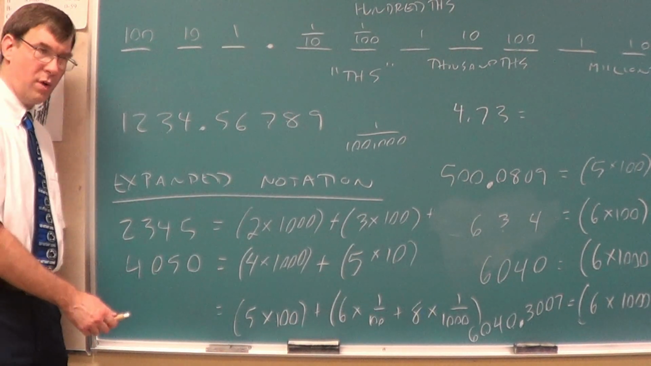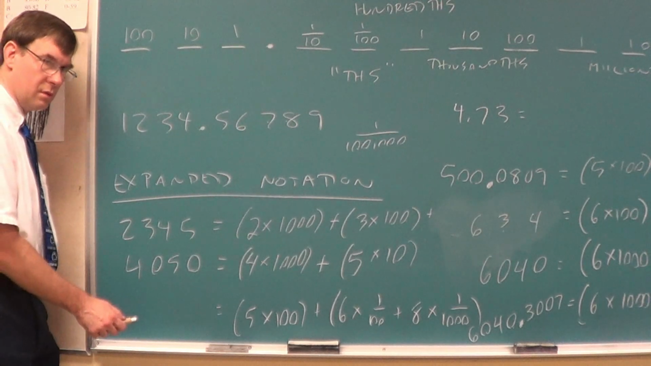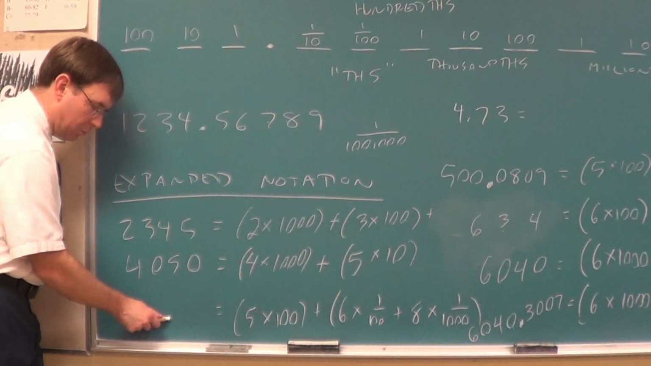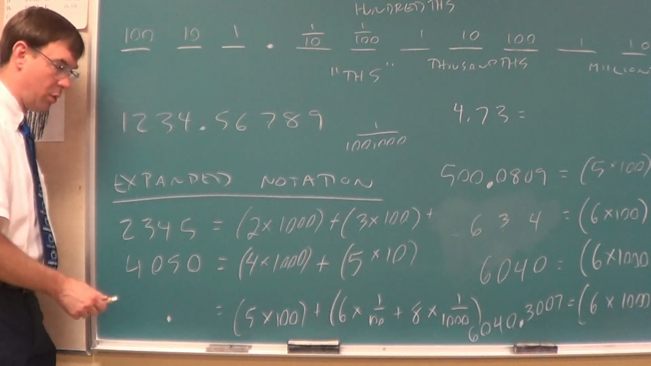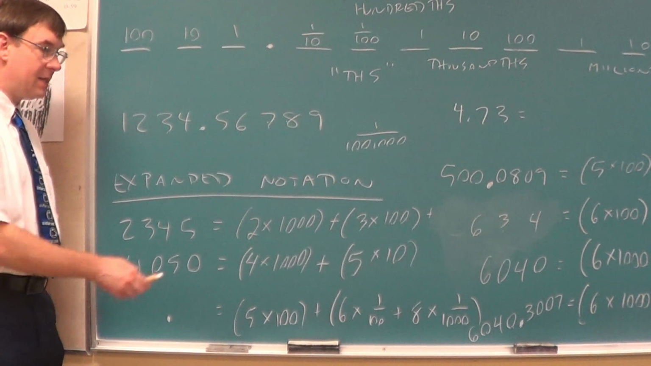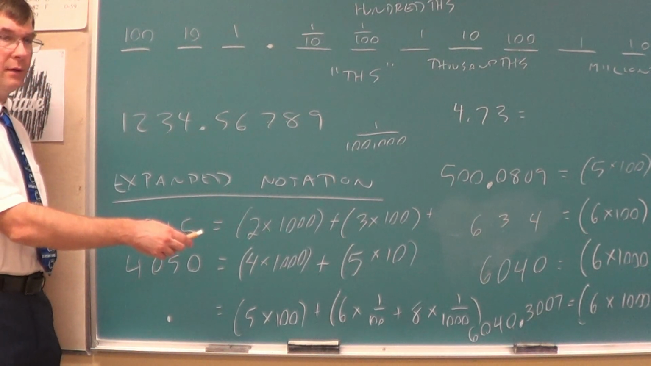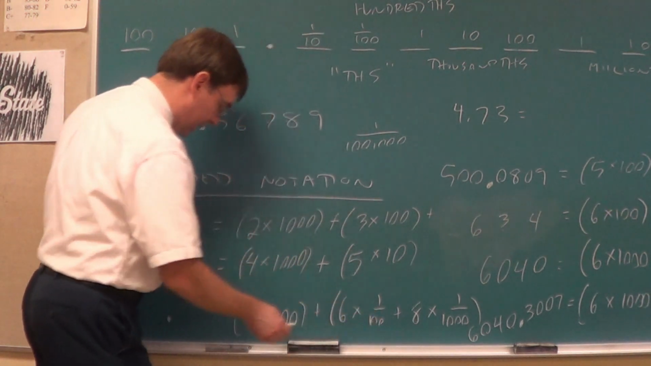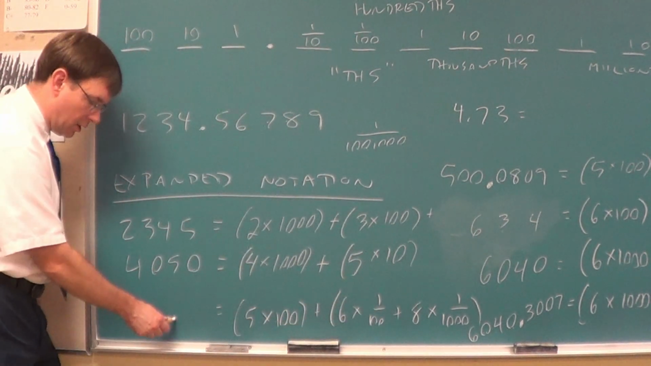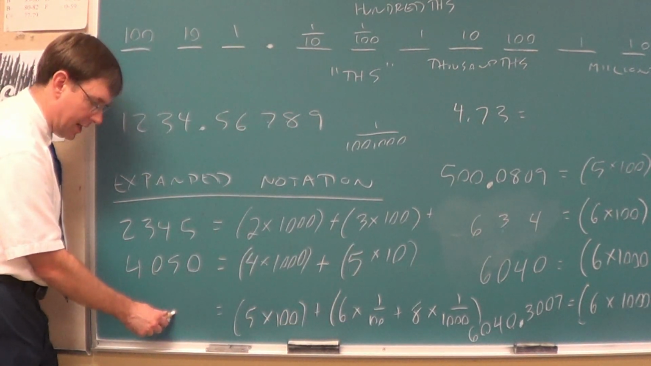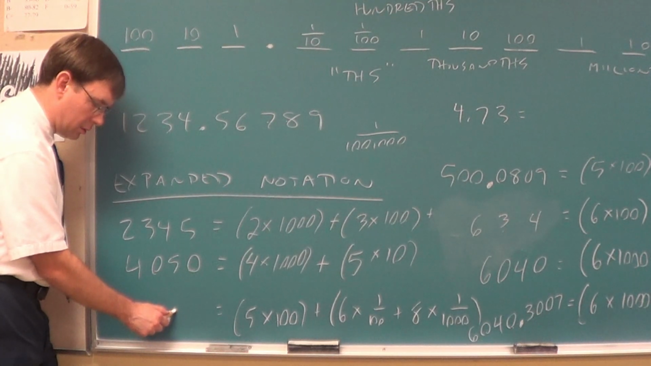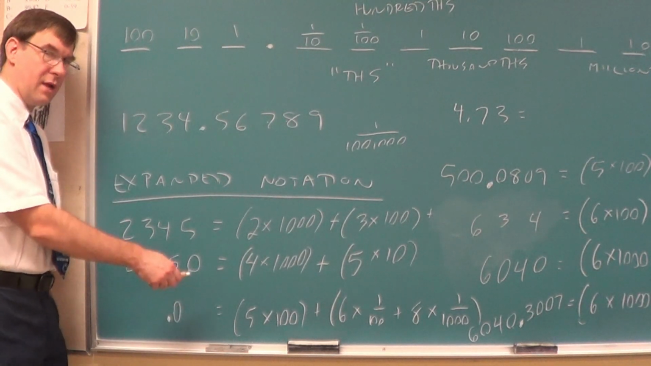So 5 in the hundreds, 6 in the hundredths, 8 in the thousandths. Do we need a decimal point in this one? Yes, because when do we need a decimal point? Anytime the problem has what in it? Fractions. If the problem has fraction places, we will need a decimal point. Are we going to fill the spot immediately to the right?